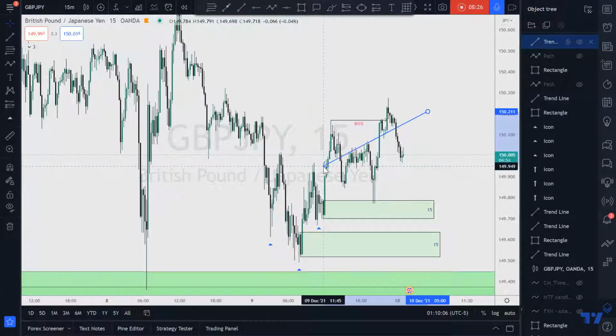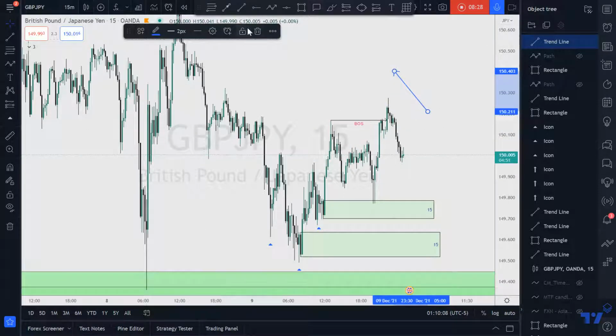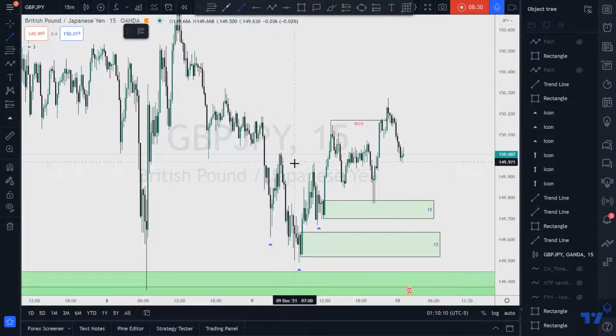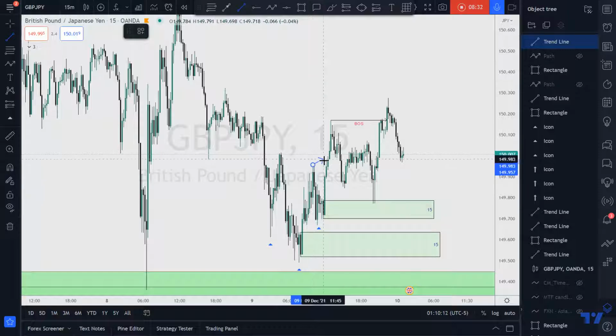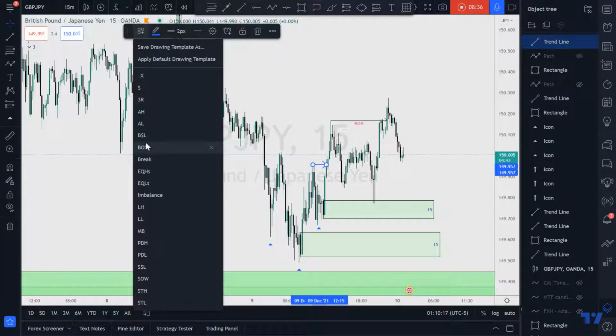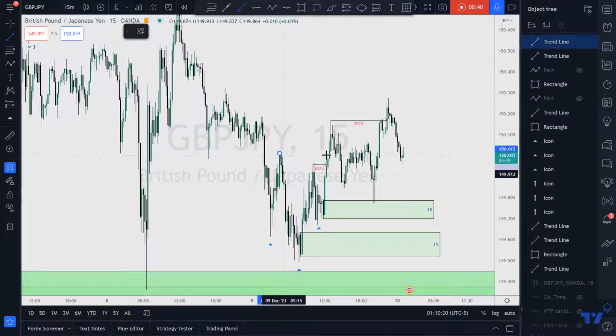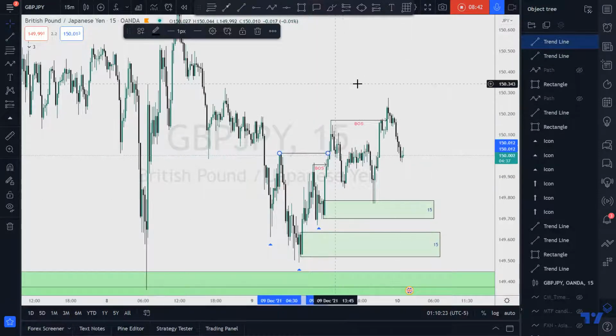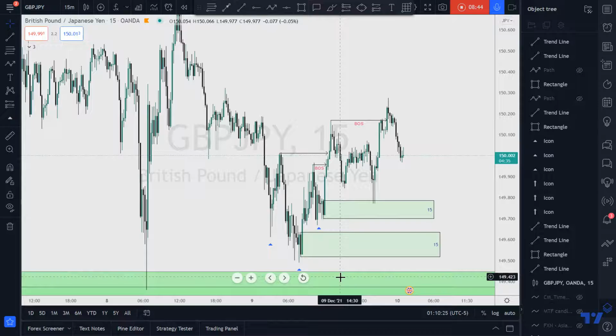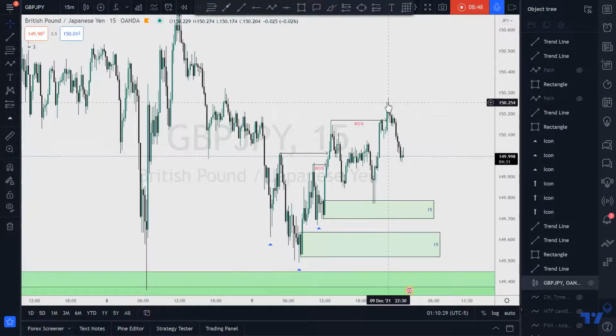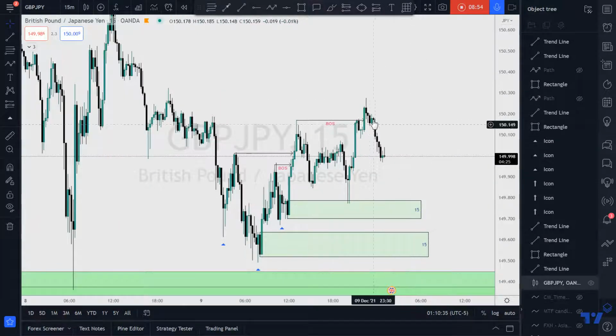Because why? We broke structure here. Can you see it? It should be obvious now. All right. Broke it here. We broke it there. And we got one going here as well, a little higher. All right. So I'll look for the return to impulse. We got that. From there, we broke structure to the upside again. Again, we broke structure to the upside.